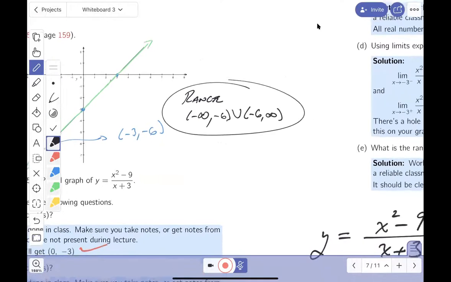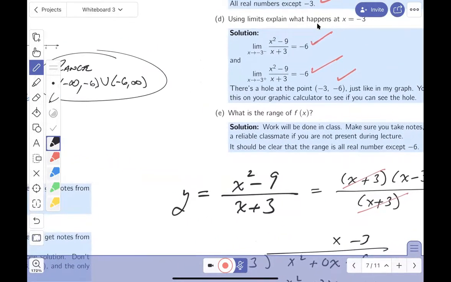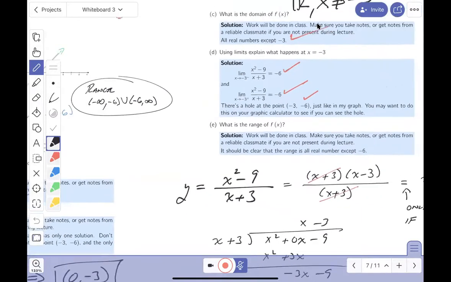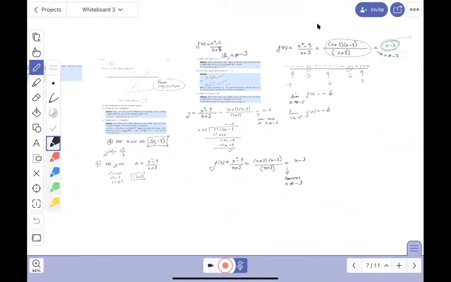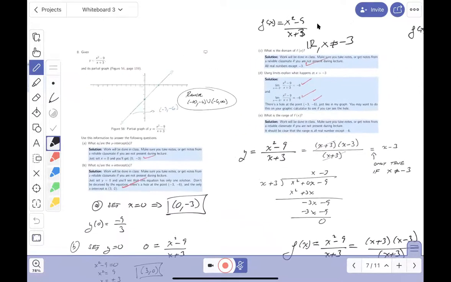All right, let's look at the key and see how we did. What does it say? Yeah, all real numbers except -6. Exactly what I have down. All right, so I think we did, again, I know it's a lot of work. I think we've done a lot though. And I don't know, what number is that? Oh, let's go to 9.